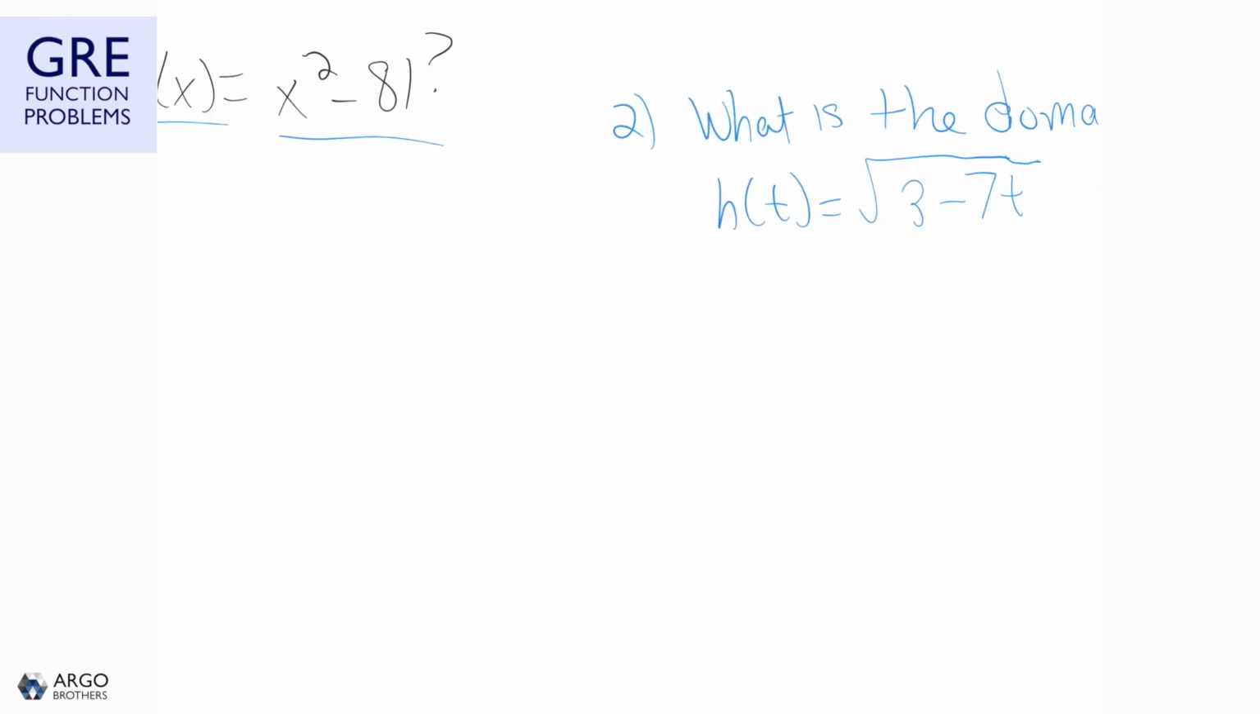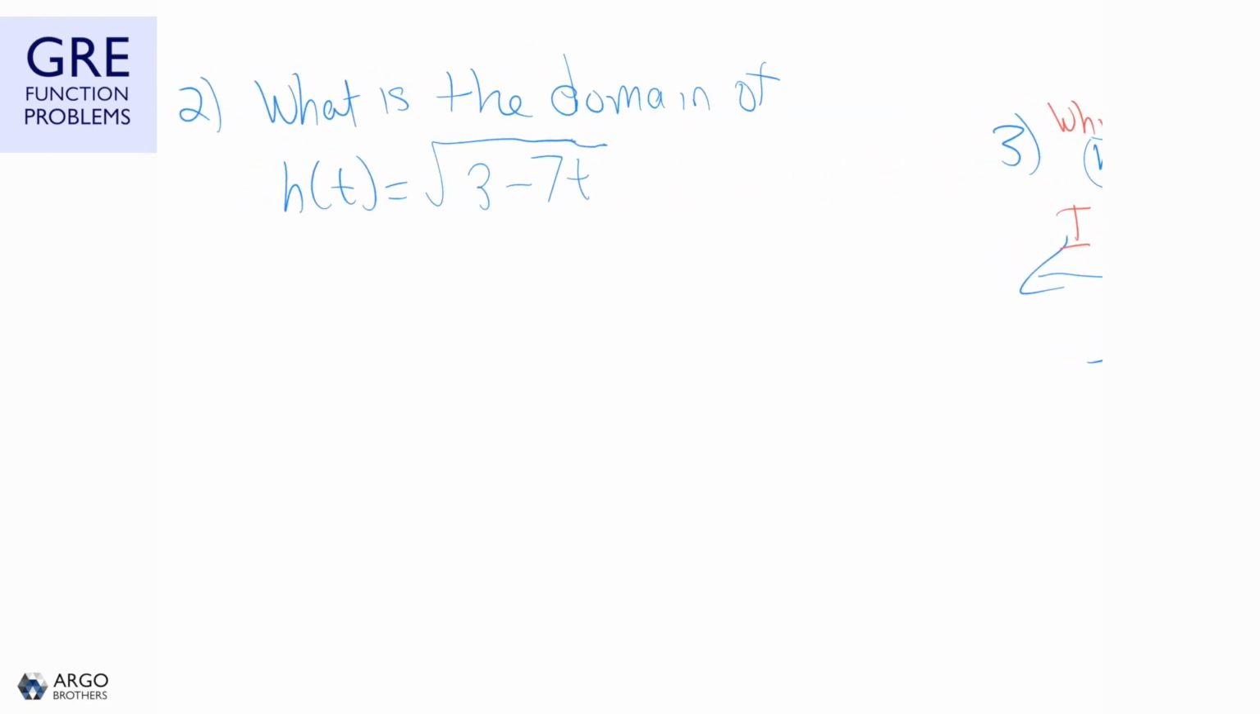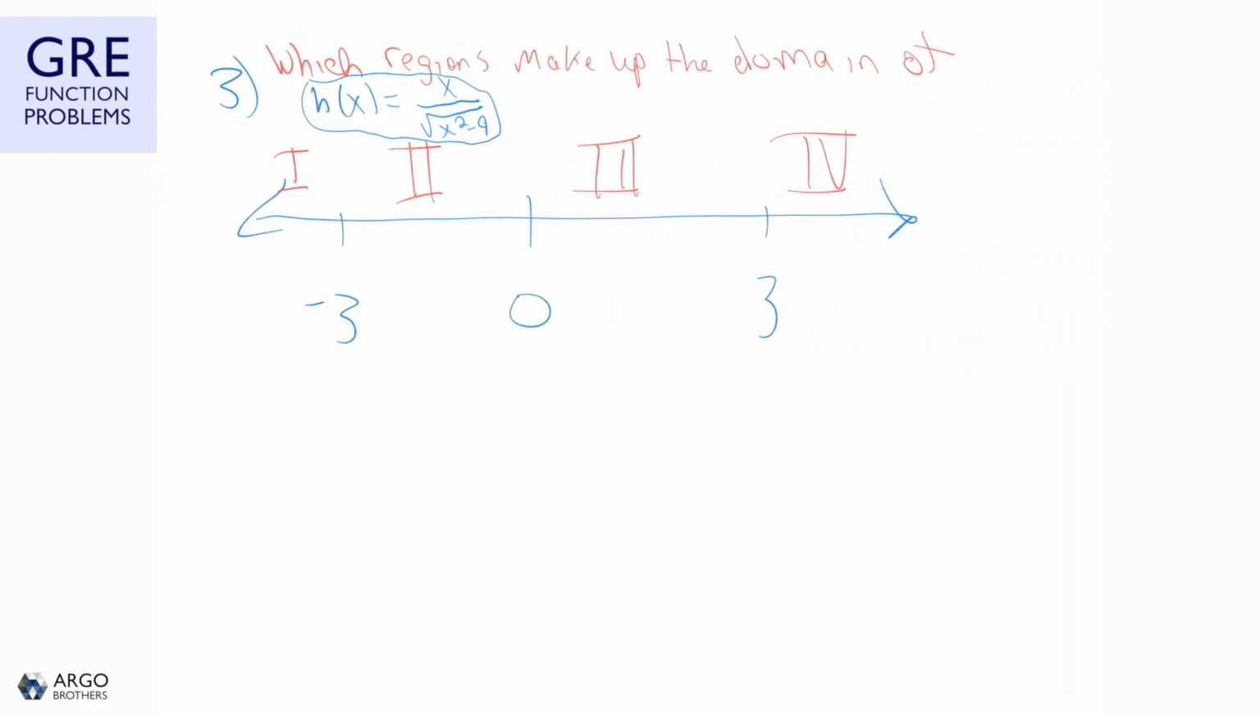The next one would be, what is the domain of h of t equals the square root of 3 minus 7t? And number 3, which regions make up the domain of h of x equals x over the square root of x squared minus 9? So find out which of these regions, 1, 2, 3, and 4, make up the domain. It could be more than one.